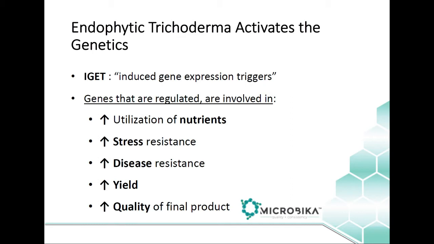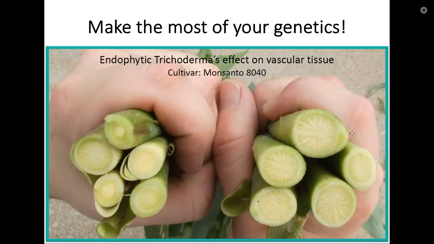And then all the genes involved in energy metabolism, the energy economy of the plant, or the productivity of the plant that will eventually give you yield. And as I mentioned before, also genes involved in the quality of the end product, for example, antioxidants. So the endophytic trichoderma and the healthy rhizosphere really make the most of your plant's genetics. These microbes are involved in switching on genes, making the most of the genetics of that plant.